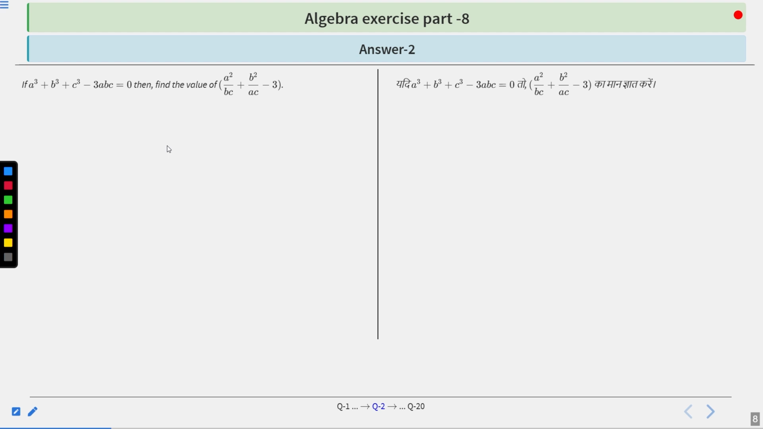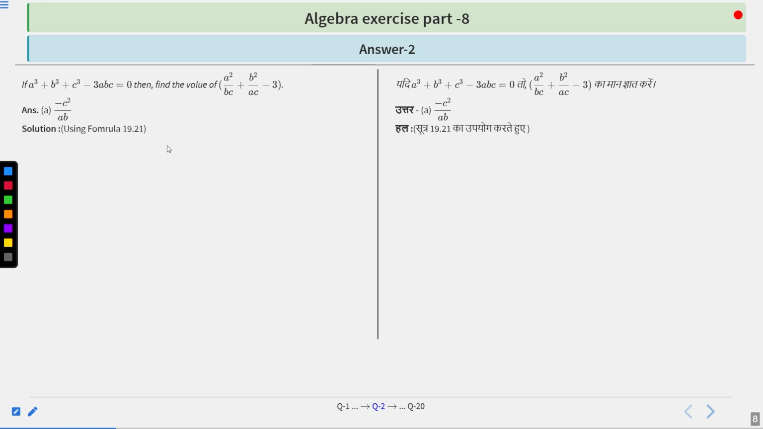So we were given that a³ + b³ + c³ − 3abc is equal to 0. And we have to find the value of a²/bc + b²/ac − 3. The answer to this question is option A, −c²/ab. Now let us look at the solution of this question.